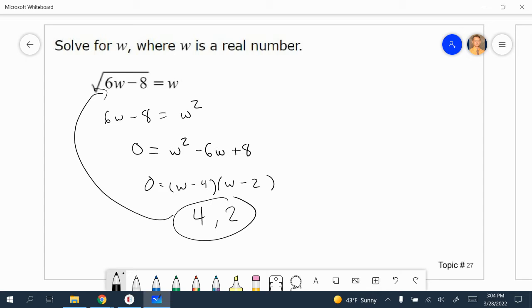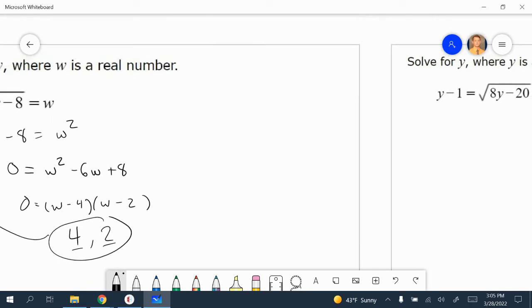But 6 times 4 is 24. If we subtract 8 from that, that's 16. The square root of 16 is 4, so the 4 works. If I plug in 2, 2 times 6 is 12, minus 8 is 4. If I square root 4, that equals 2, so 2 also works. On to topic number 28.